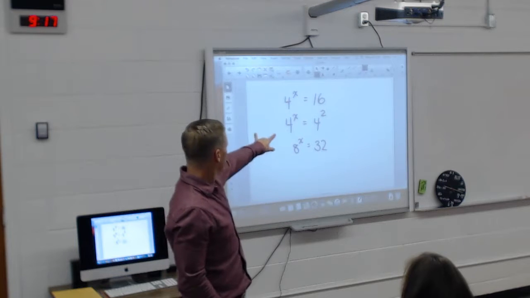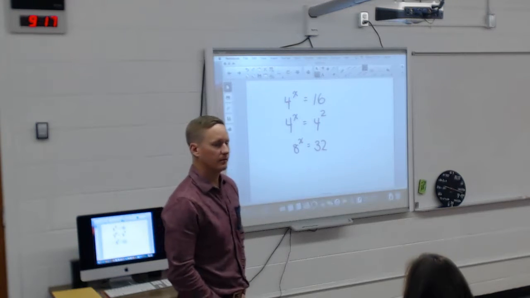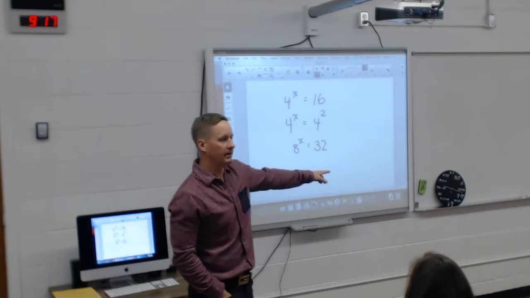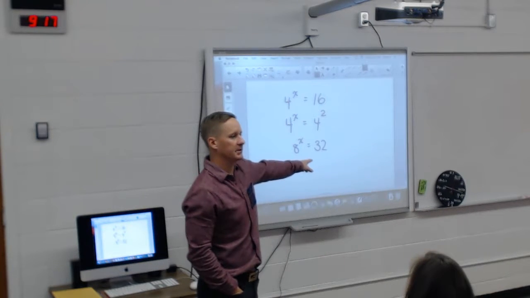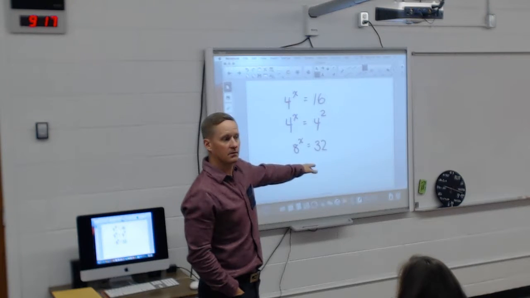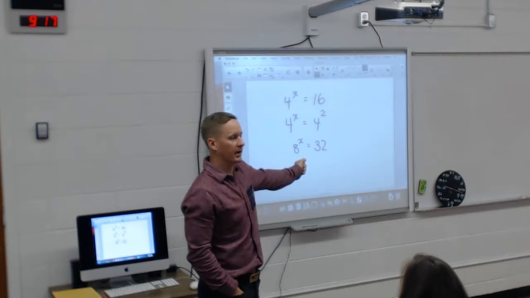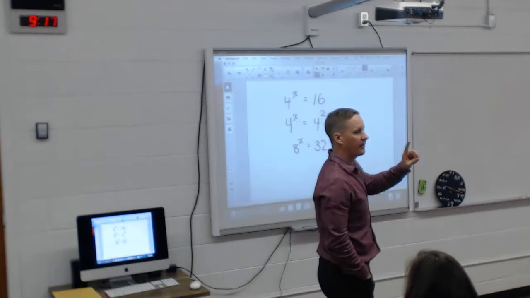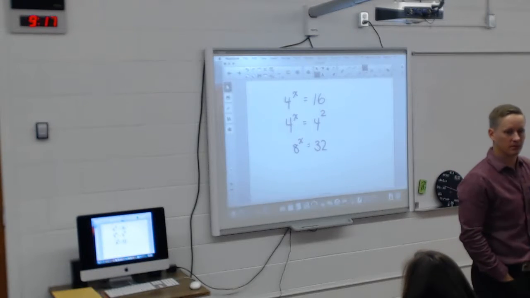Alright. What did I do in the top question? I made the bases the same. Can I make these bases the same? Yeah? What do they have as a common base? You could use any number. No, I can't. Like you could do 8, 4. Can't. Nope. What's the one common base between the two?